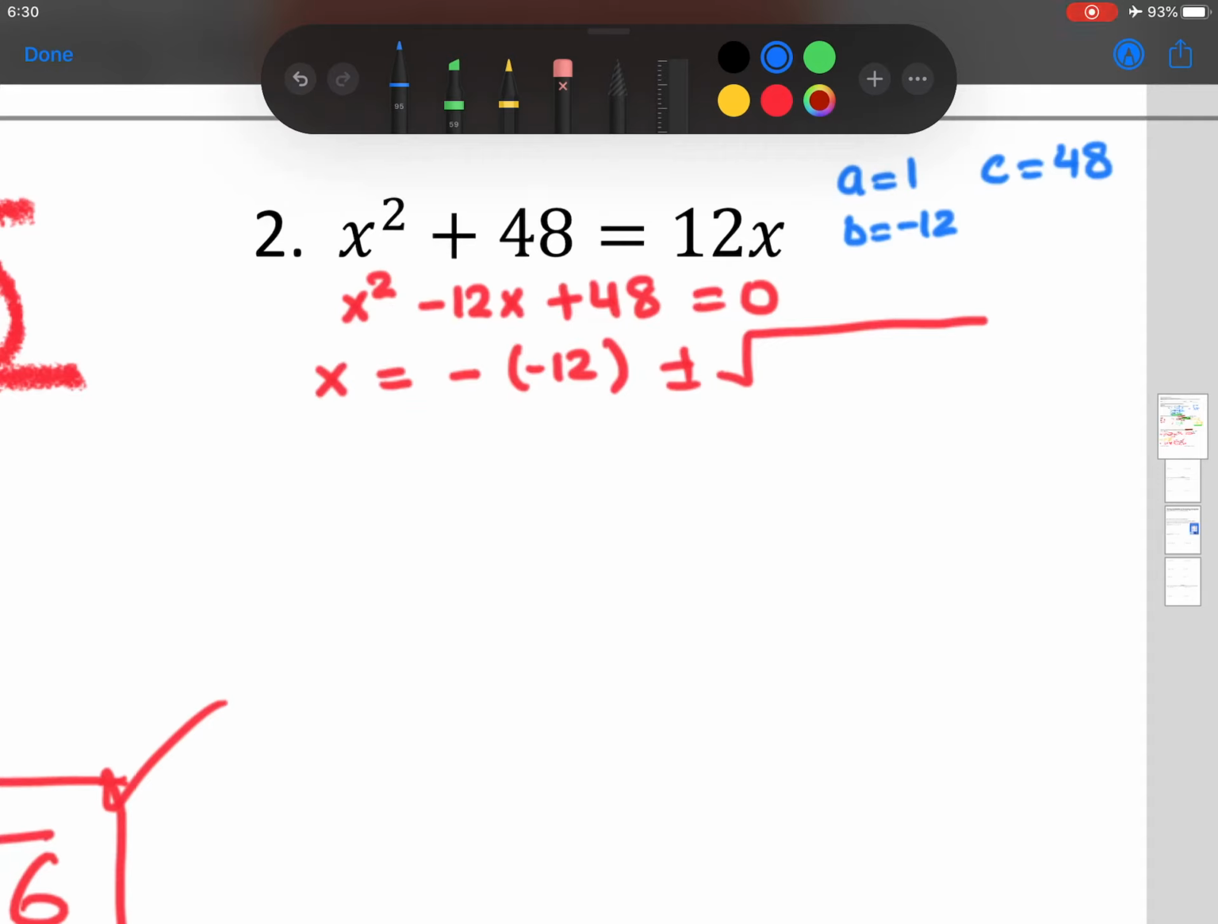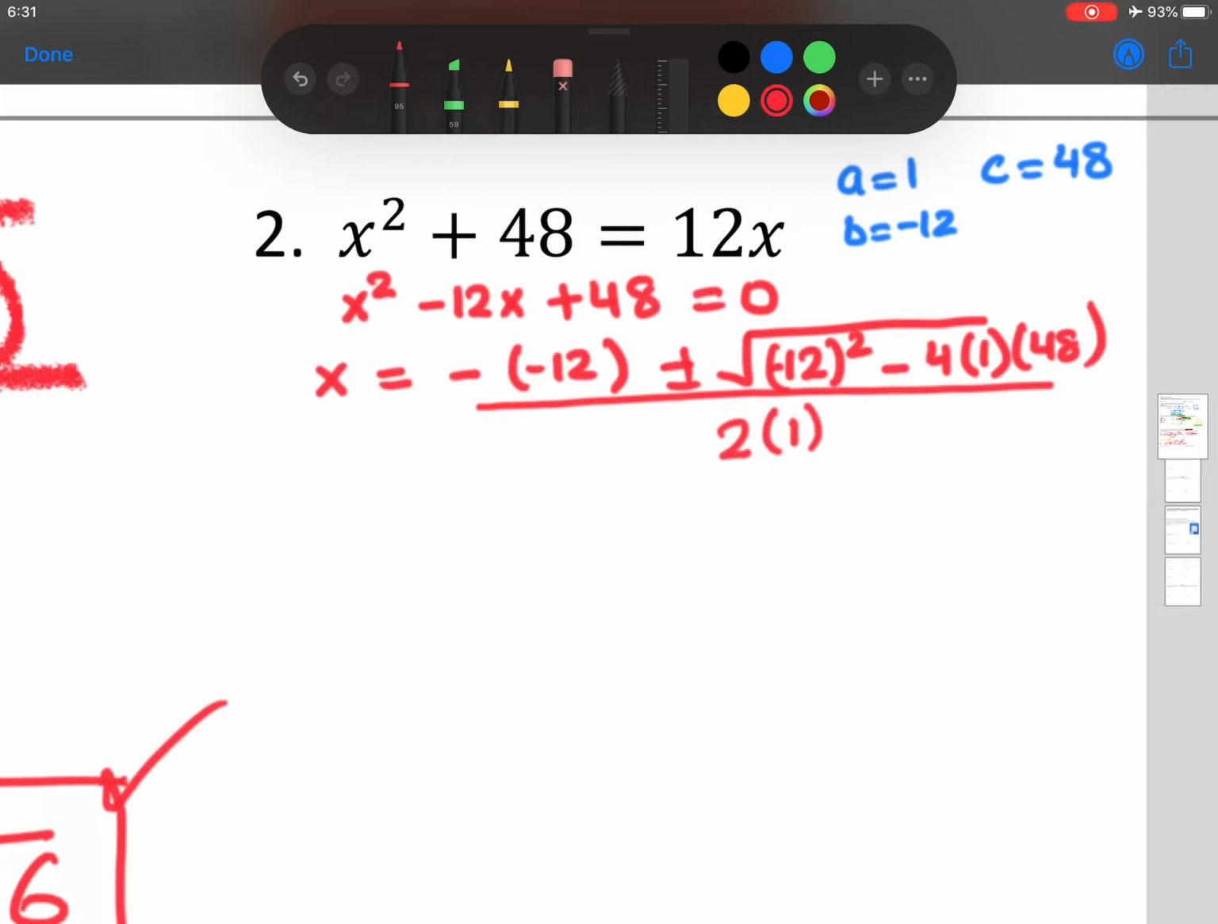Please make sure equations are in standard form. I said that, so don't make those silly mistakes. And I'm just going to go back to my red. It's going to be negative 12 squared minus 4 times 1 times 48, right? So now all over 2 times 1. So now you do the math. Pause the video and see what you got.